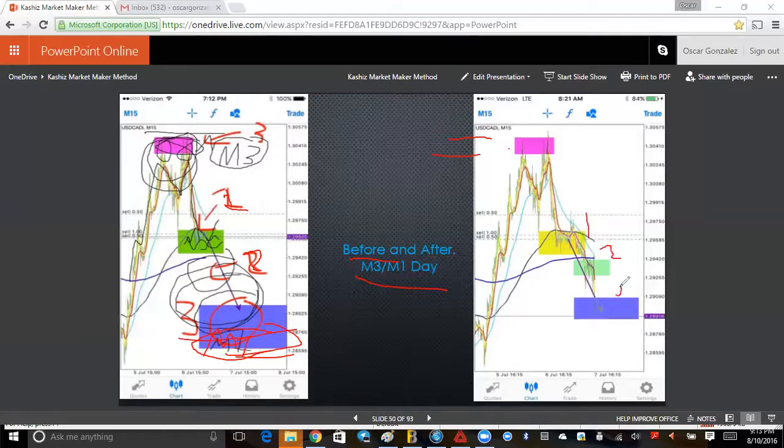1, 2, and price hit this area. This was where the M1 pivot was. It hit it, so you could have done an intraday swing. Actually, you could have taken it here. You would have taken it as an M3, M1 day. You know, this would have paid out.